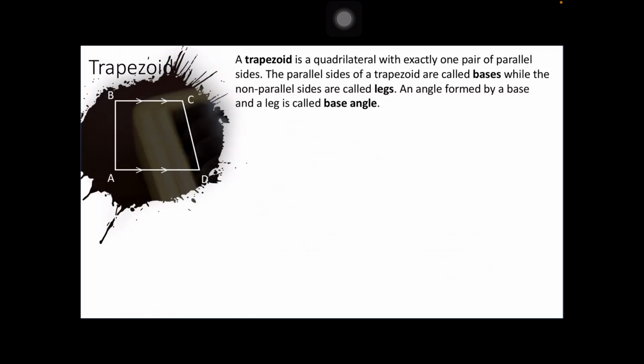Next. Next naman po natin, it's all about trapezoid. Now, then what is trapezoid? Trapezoid is a quadrilateral with exactly one pair of parallel sides. The parallel sides of a trapezoid are called bases, while the non-parallel sides are called legs. The angle formed by the base and the leg is called base angle.